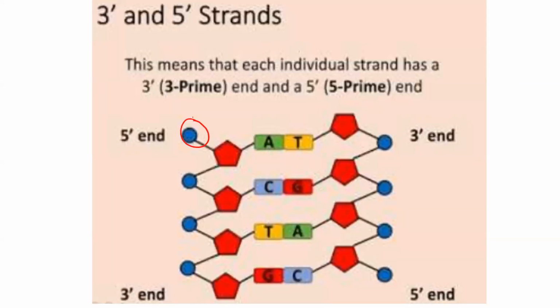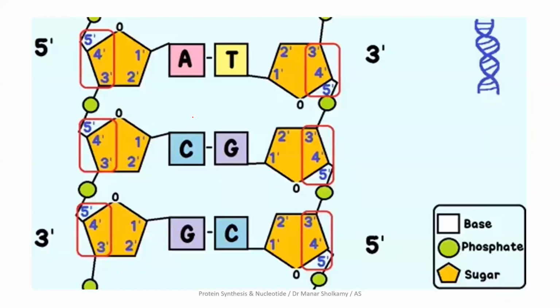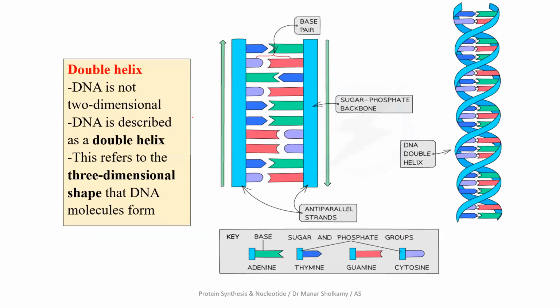This is here. Look at the phosphate. Where the phosphate is projecting up, this is the 5'. Phosphate projecting down, this is the 3'. Easy? Clear? It has been elaborated several times here.